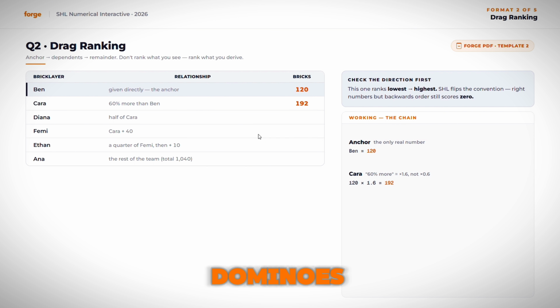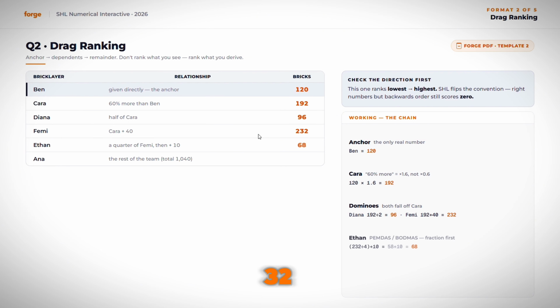Now they fall like dominoes. Diana's half of Kara at 96. Femi's Kara plus 40, 232. And Ethan is a quarter of Femi plus 10. So it's fraction first, PEMDAS, BODMAS, whatever you grew up with. It's simple order of operations. A quarter of 232 is 58. You add 10, you get 68. Now step 3, the remainder is last.